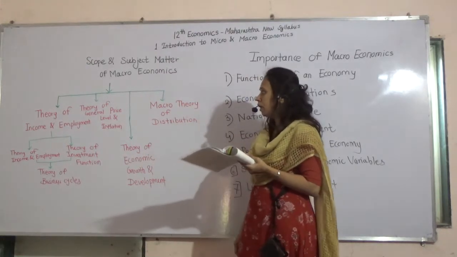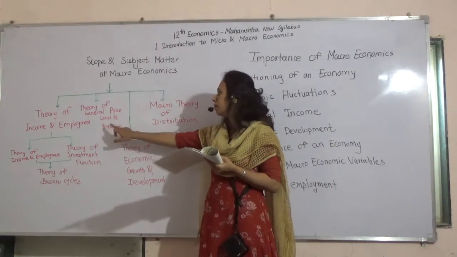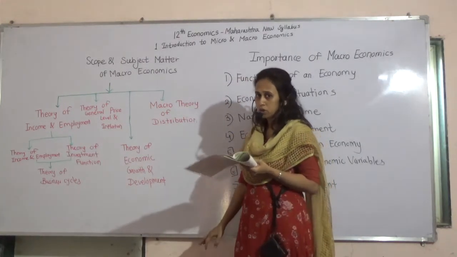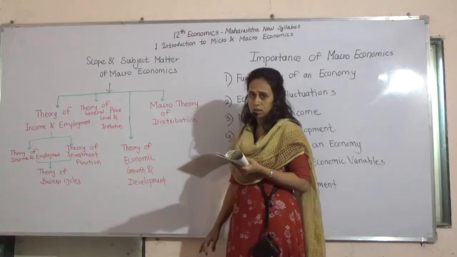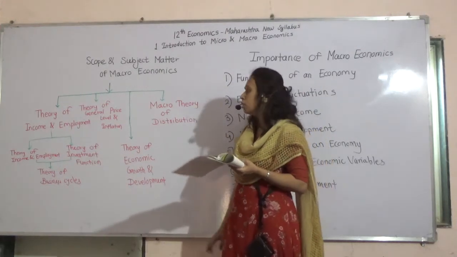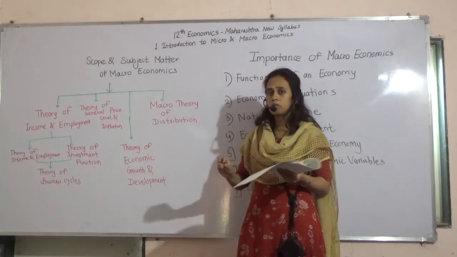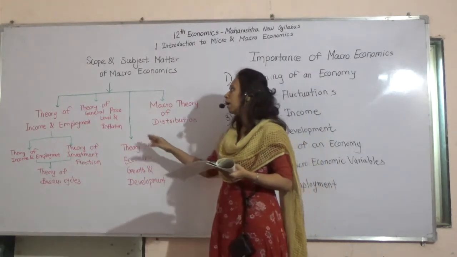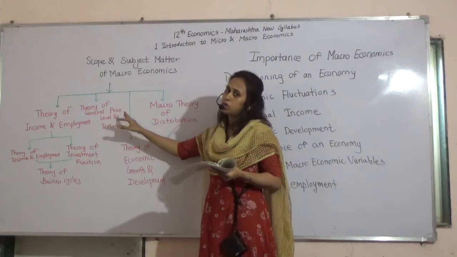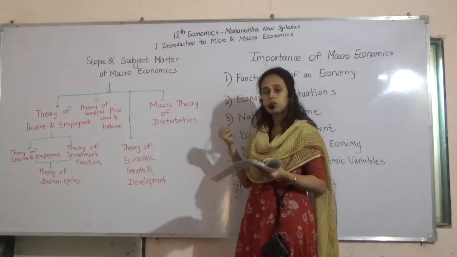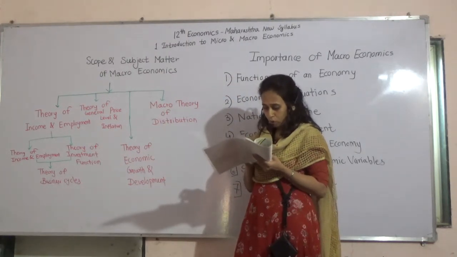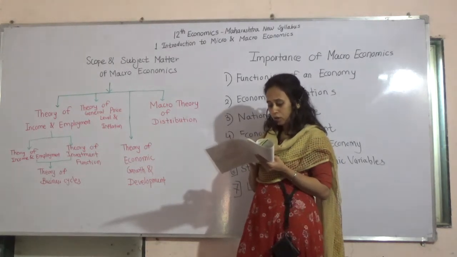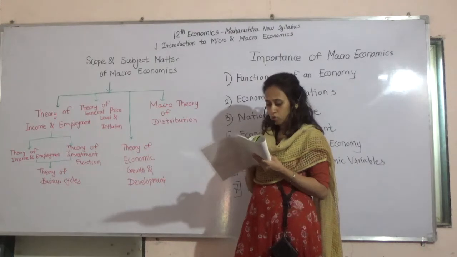Now next is theory of general price level and inflation. Now I have already told you what the general price level is. It's an imaginary concept, but what it exactly tells is the current prices of goods and services in the country, and they determine the purchasing power of the consumer. Okay, so macroeconomic analysis shows how the general price level is determined and further explains what causes fluctuation in it.